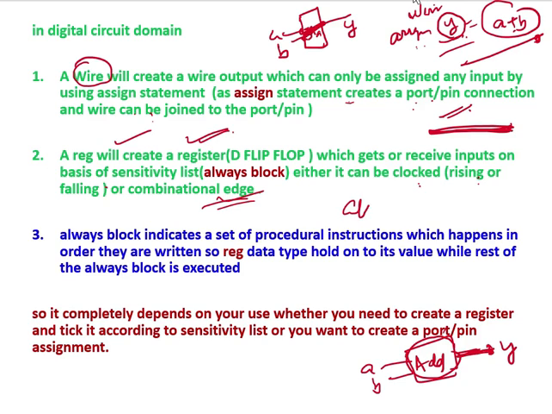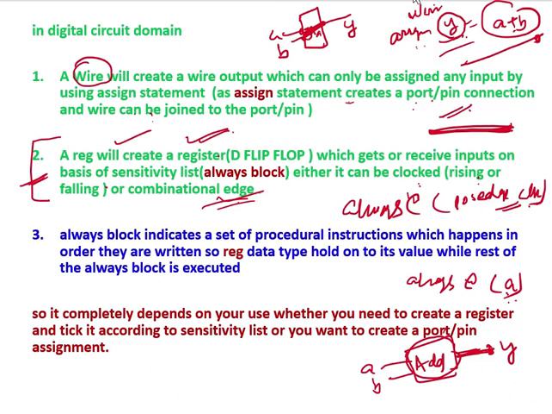For example, if I write always at posedge clock, it is triggered at the positive edge of the clock. But if I write always at some signal a, then it is combinational, a combinational edge. It is triggered at some combinational edge, because it is not a positive or negative edge of the clock. So it is simply a register, and I will give one example at the end for these statements, so you don't need to worry.